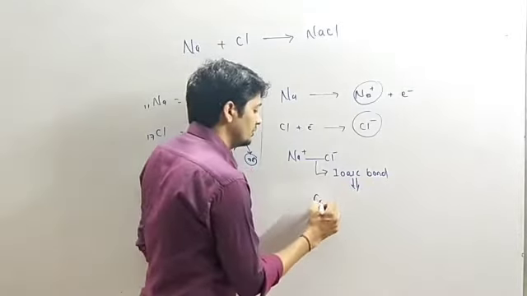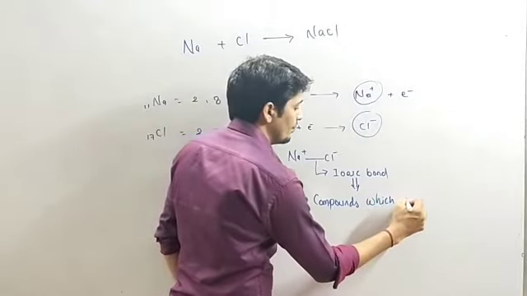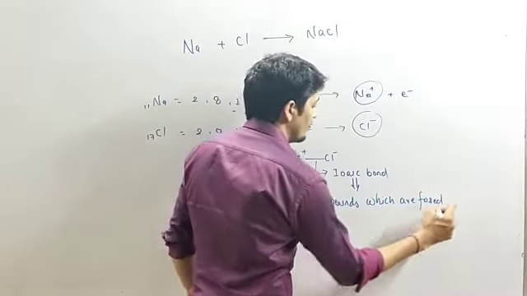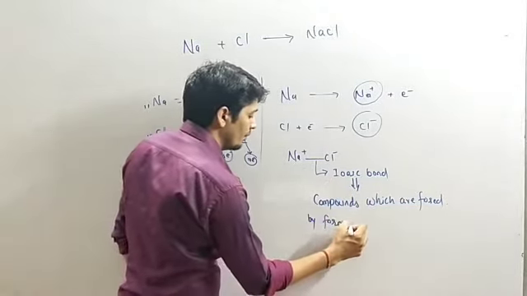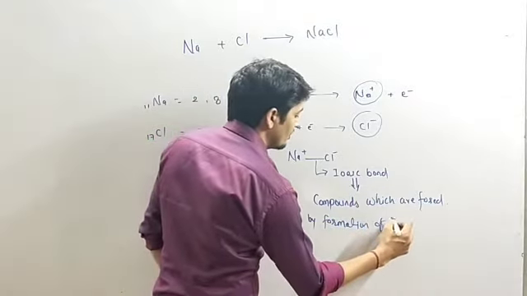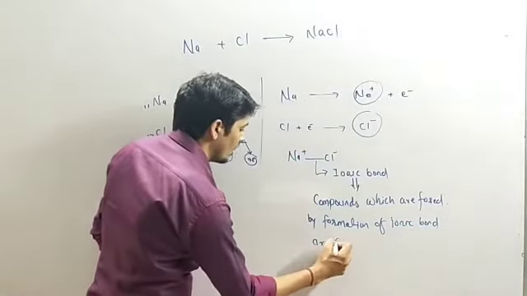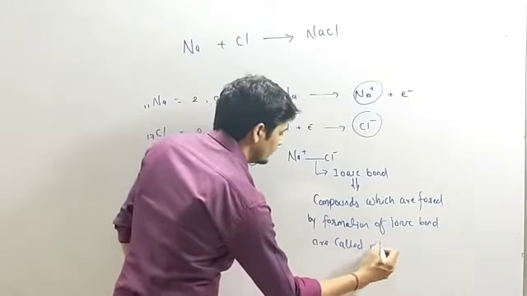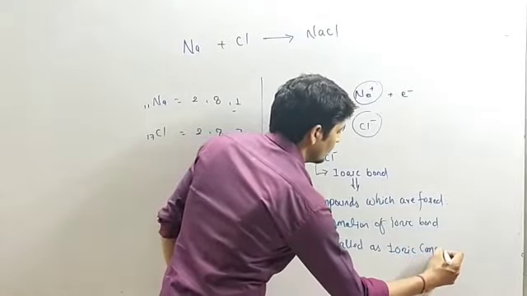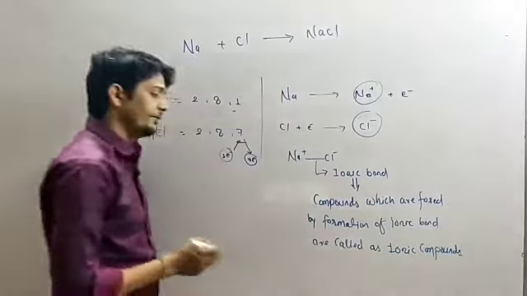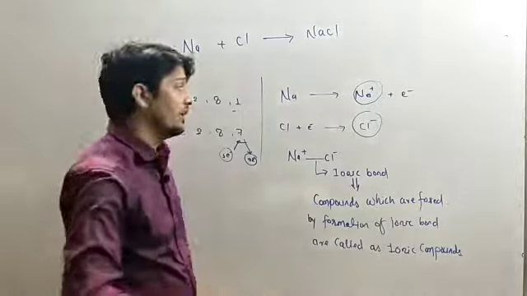Compounds which are formed by formation of an ionic bond are called ionic compounds. Okay, this is all about ionic compounds. Now we will see one more definition for ionic compounds.